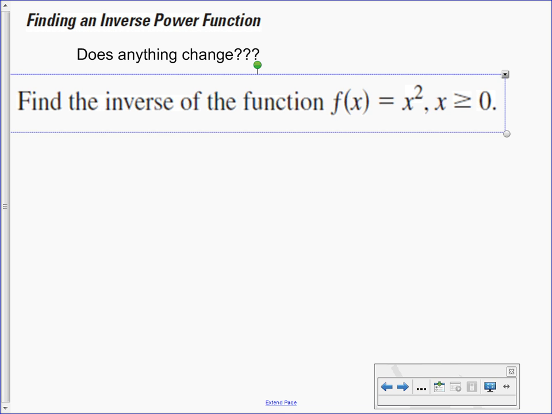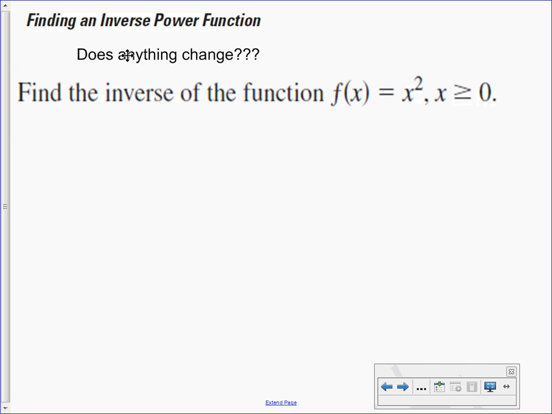Now, we've already answered this question. Does anything change when you see f of x equals something when you try to find an inverse? Because remember, f of x means the same thing in our minds as y equals. So this is the same idea as y equals x squared. So it wants you to figure out what the inverse of y equals x squared is. Once again, swap x and y.